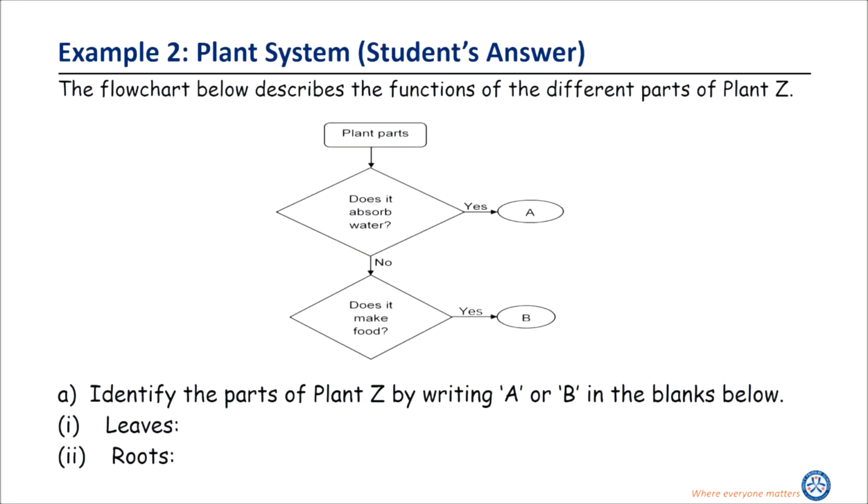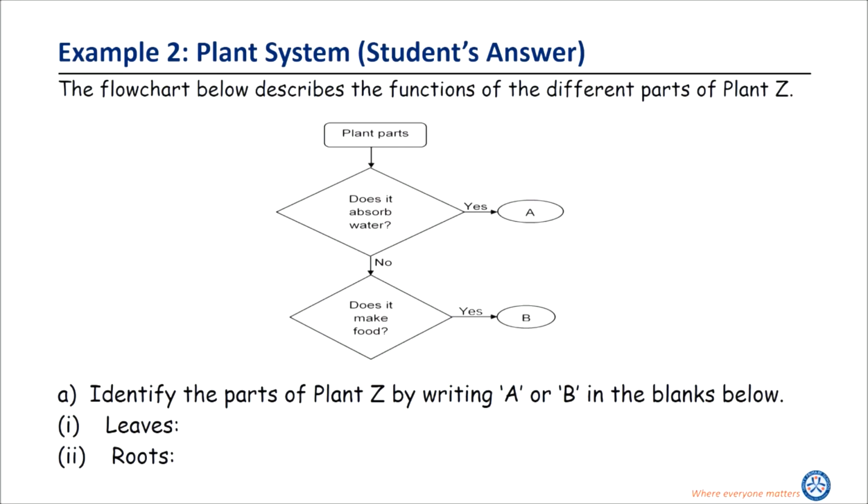Let's move on to example 2. The topic covered is plant system. Now, this is a flowchart question, and flowchart questions are quite common in science papers. The students are required to look at the picture of the flowchart and extract the information needed to answer the questions. Now, if you look at this particular flowchart, basically it's asking about the functions of different parts of the plant and to identify the correct alphabet to match the correct part of the plant.